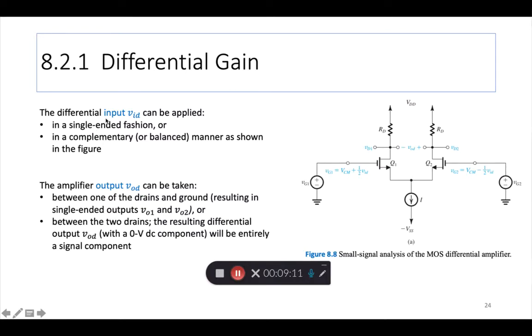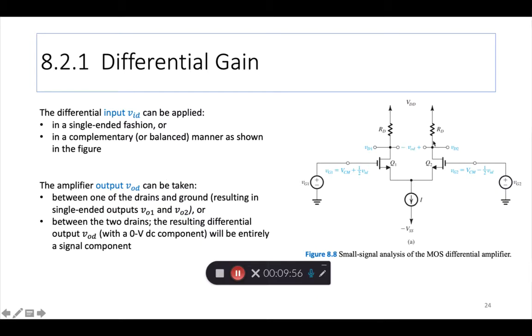Continuing, the differential input VID can be applied in a single-ended fashion, like I already said. If all this VID comes only here and this is grounded, then we call that single-ended. But the way we show it here is called complementary or balanced, as shown in this figure. Similarly, the output VOD can be taken between one of the drains and ground. So if you take it from here to ground or from here to ground, then we call it two single-ended outputs, VO1 and VO2, which is actually nothing but VD1 and VD2, to ground.